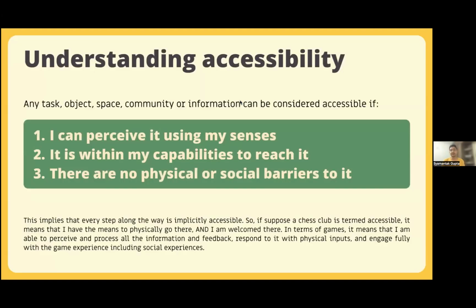First up, how do we define accessibility, right? The way I would define accessibility is, when I say "I" I mean you, I mean him, her, them, all of them, right? If I can perceive it using my senses, regardless of my background, regardless of my identity, my capabilities, if it is within my capabilities to reach it, process it, comprehend it, and there are no impediments, physical or social, that keep me from it, that's what I would define as accessible, right?